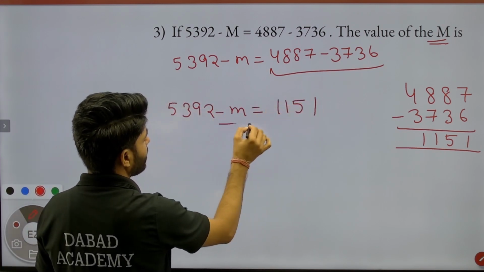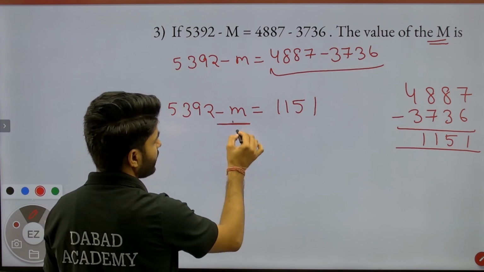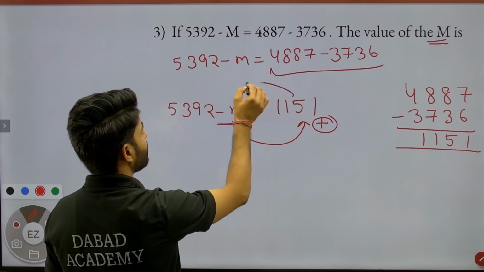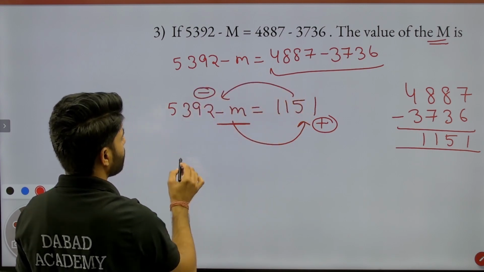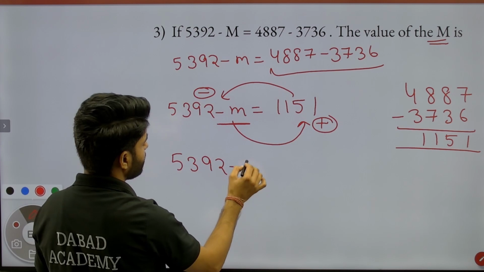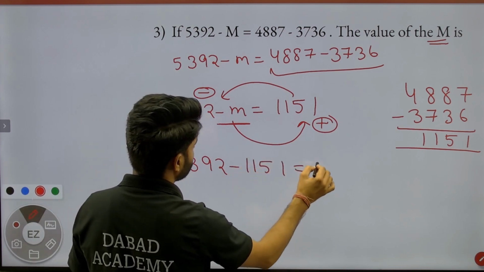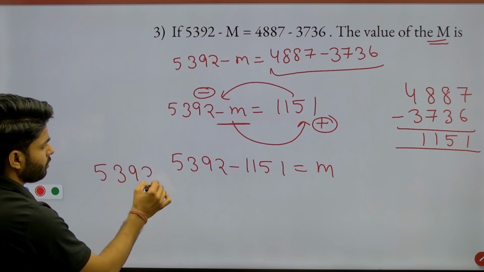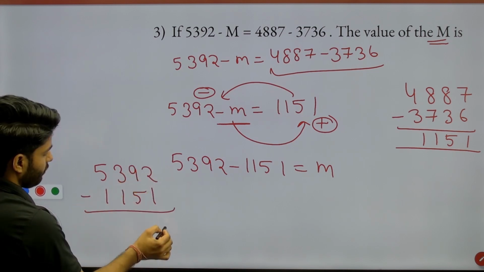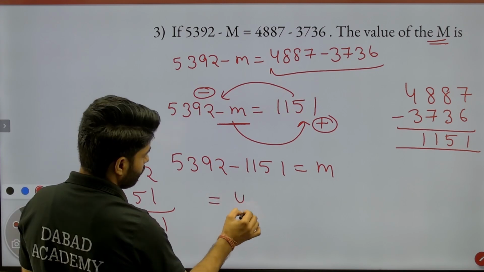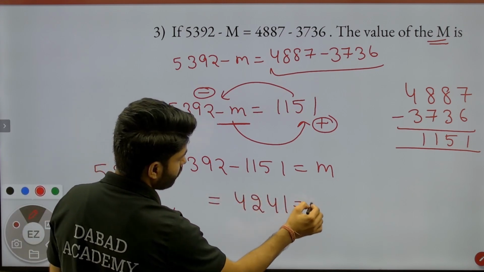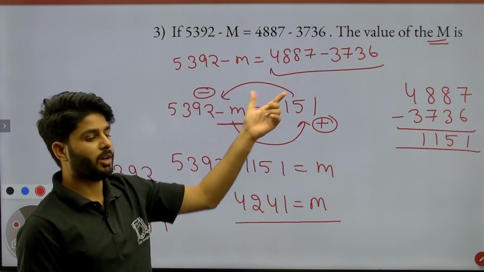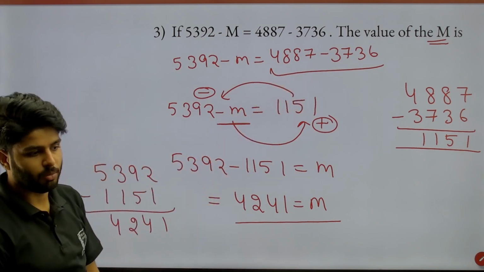Here is m with a negative sign on one side. According to the bigger plus formula, when we take it to the other side, it will be positive, and this number, which is subtracted on one side, when we take it to the other side, will change into a negative. That is 5392 minus 1151 equals m. Now we have to subtract this. 5392 minus 1151. So here is 4241. So the right answer is m equals 4241. So in this type of question, first you have to solve one side, then you have to solve the other side by the bigger plus formula. Here is the next question.